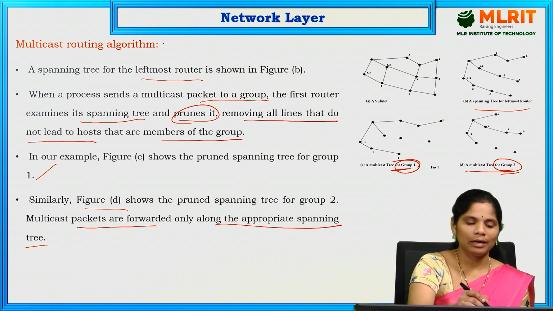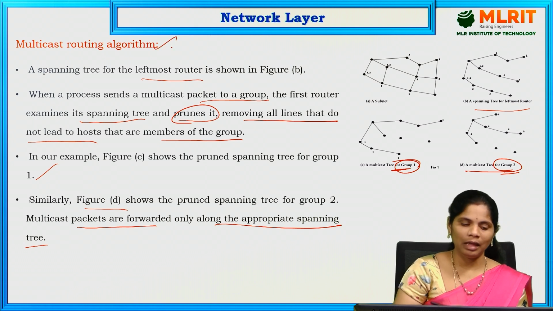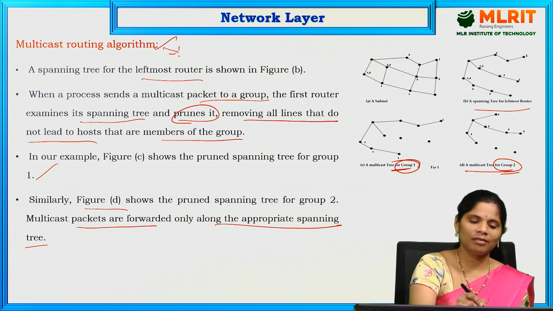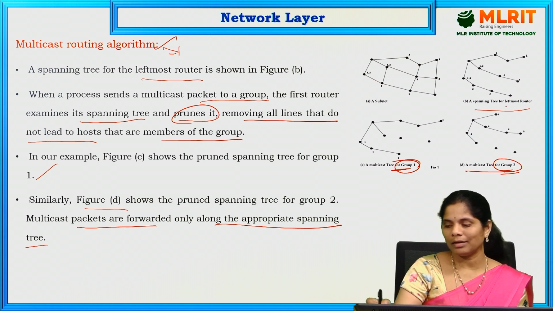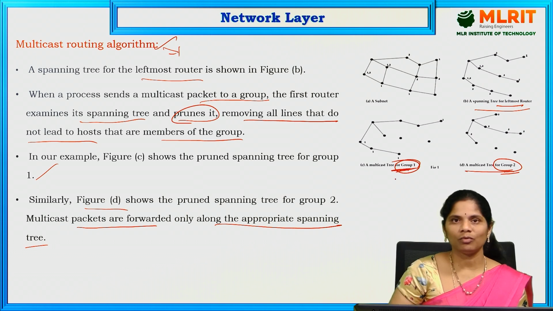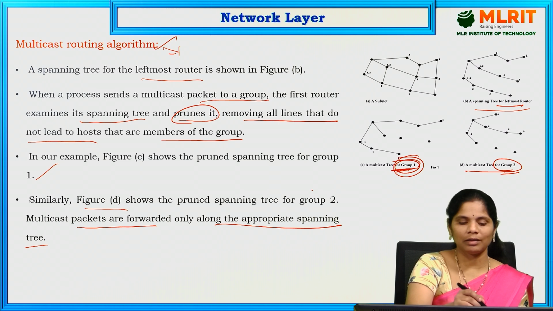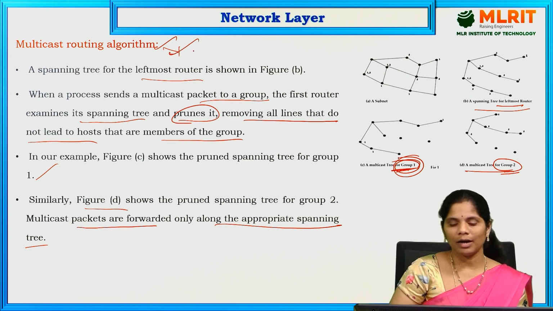This is about the multicast routing algorithm. Compared to broadcasting, this is a small network. Here also a spanning tree is there, and a sink tree is there. Here leftmost or rightmost routing is there. Whatever waste nodes are there are removed here. That is the pruning process in the multicast routing algorithm. But in broadcast, there is no pruning. That is the difference.